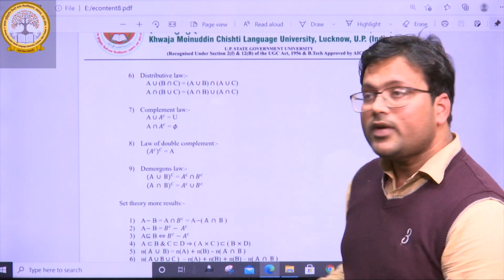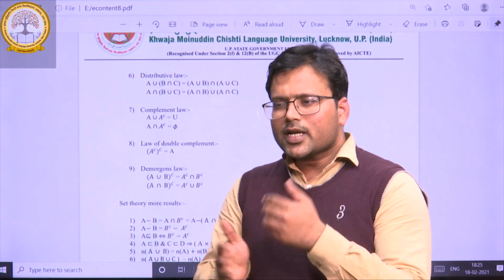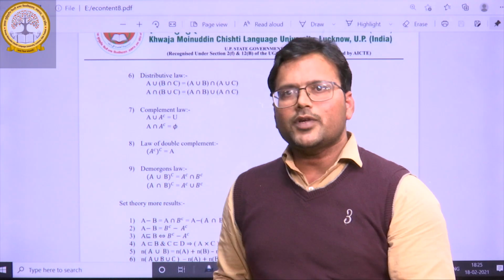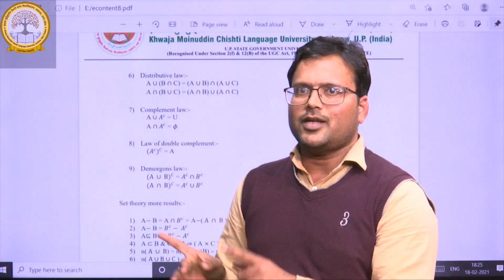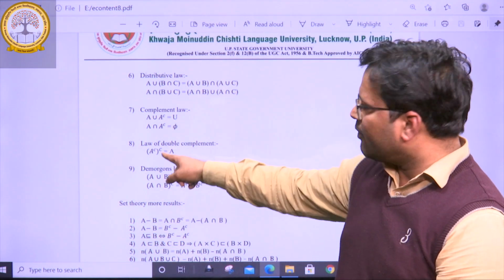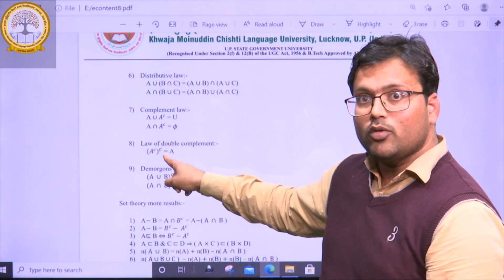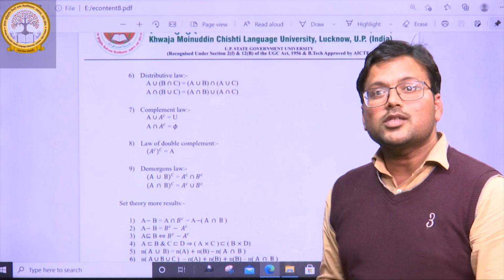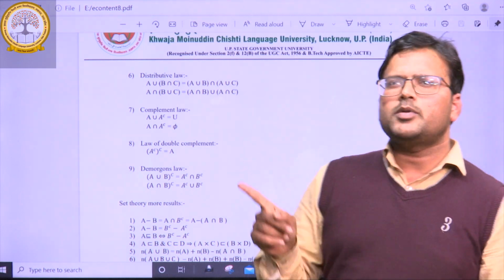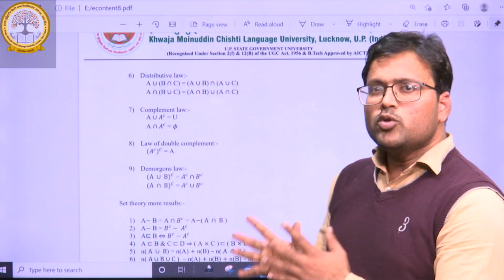Now, law of double complement. We know that the complement of the complement of a set is the set itself. So if we have A complement, then we find the complement of that complement, it would be equal to A. Now De Morgan's law, it is a very important law, and this law is used to evaluate all the operations, all the identities of sets.